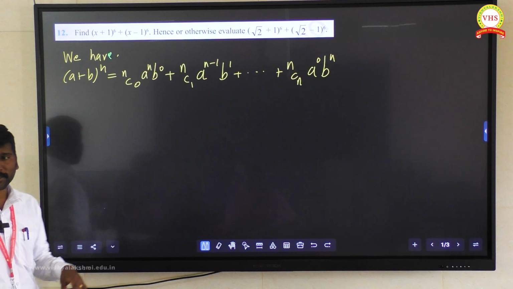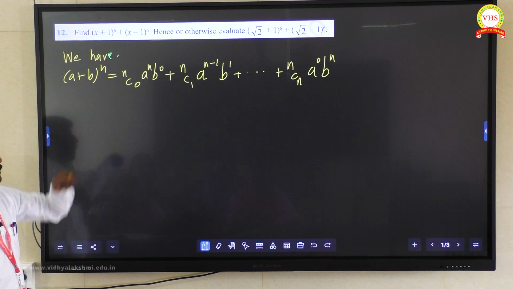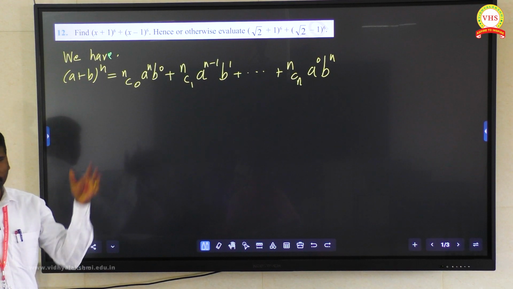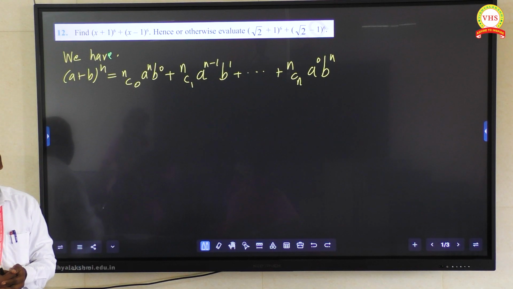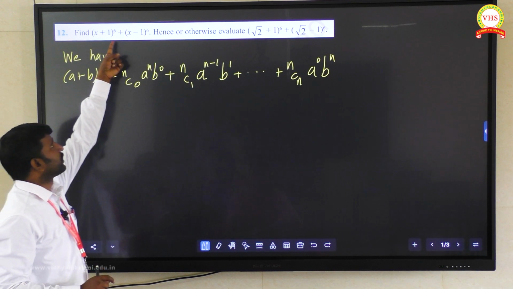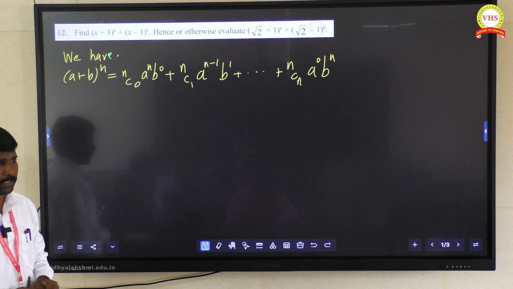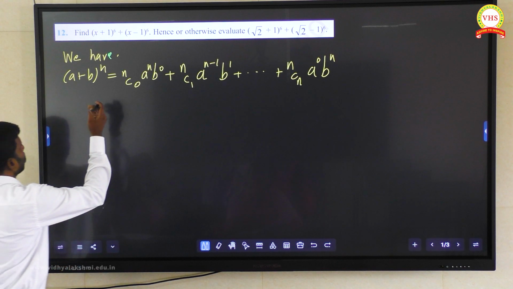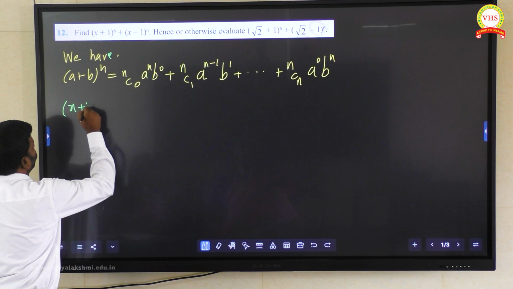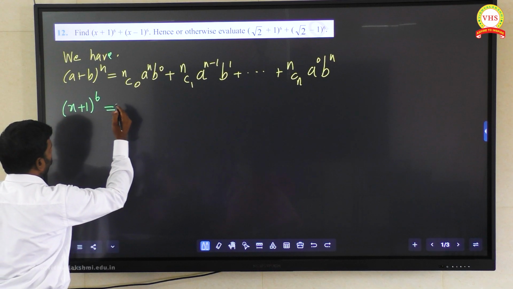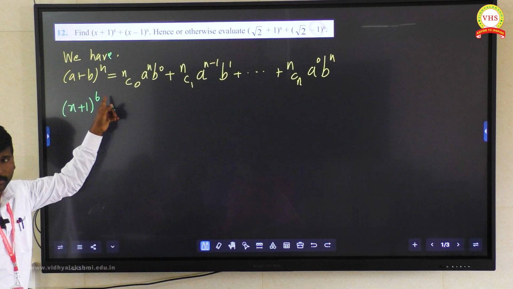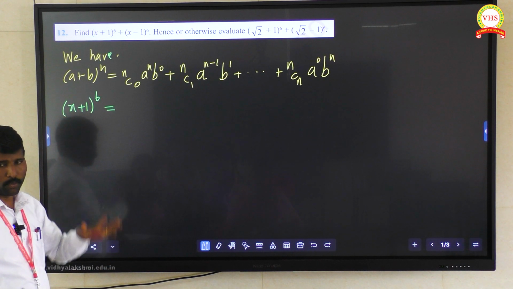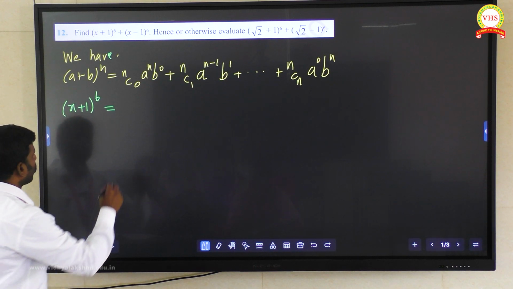Here we have (x + 1)^6. One more we have (x - 1)^6. Those two we have to find separately. Later we'll add them and you will get the result. Understand? Shall we go? Right. First I am going with (x + 1)^6, which is equal to, here n value is 6, a value is x, b value is 1. Directly we are going now.